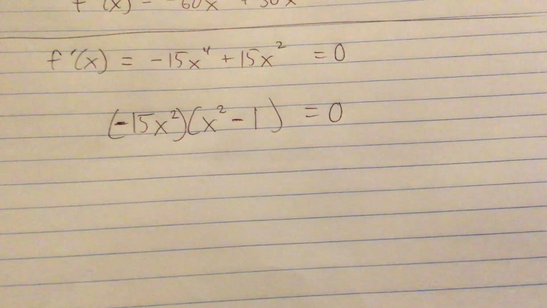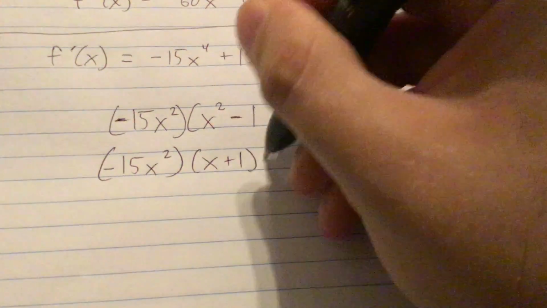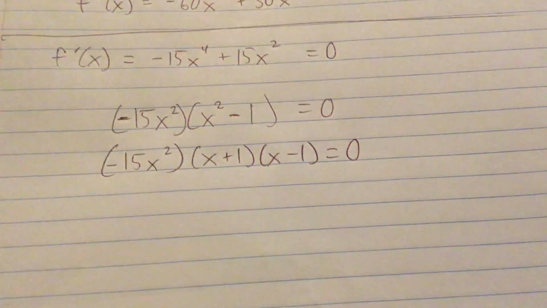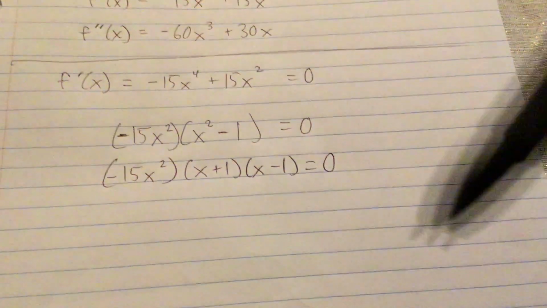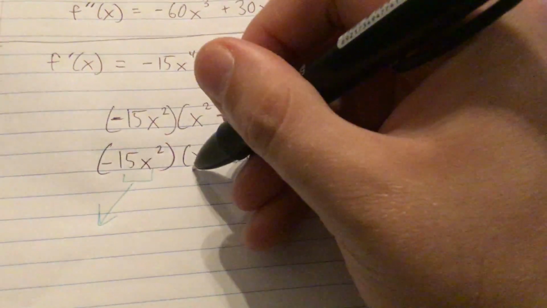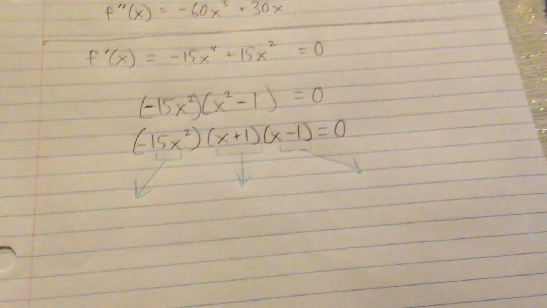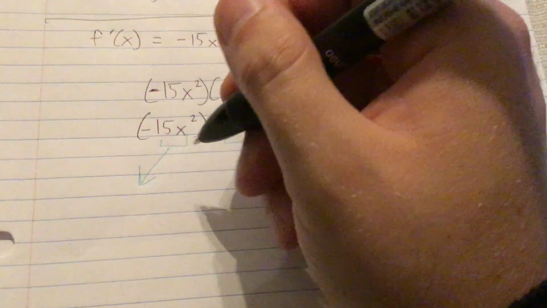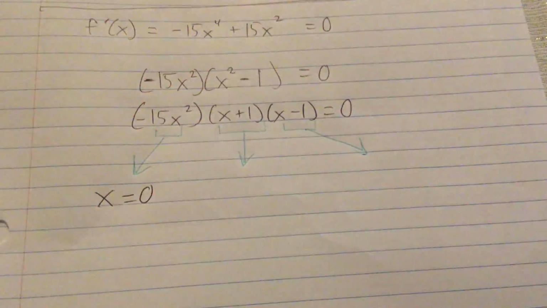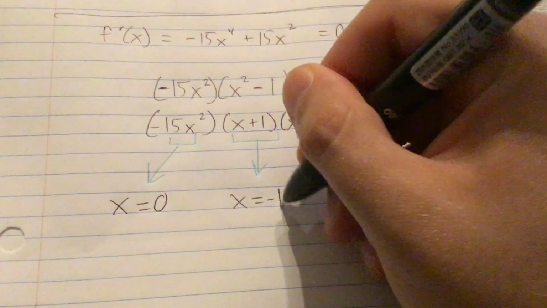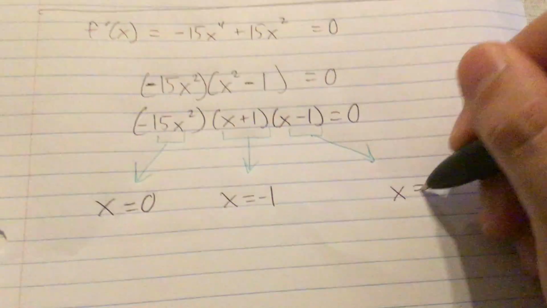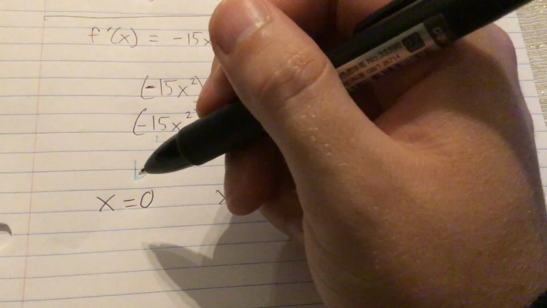And then this is the difference of two squares, so I'm going to factor this even more into -15x squared, x plus 1, x minus 1. Don't you forget how to factor. So now I'm going to break this up into not 1, not 2, but 3 critical points. Specifically, negative 15x squared is equal to 0, so x equals 0 is one of your critical points. X equals negative 1 would be another one, and x equals positive 1 is another one.